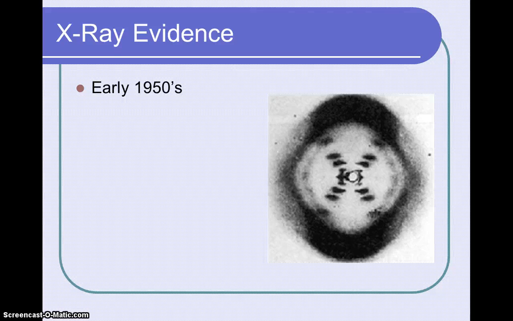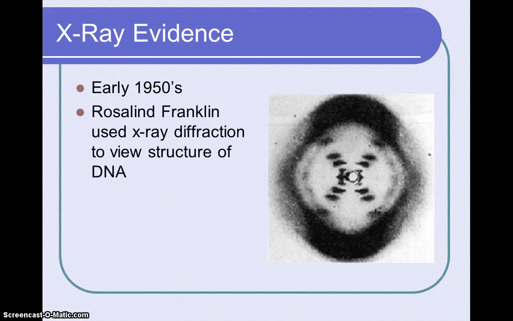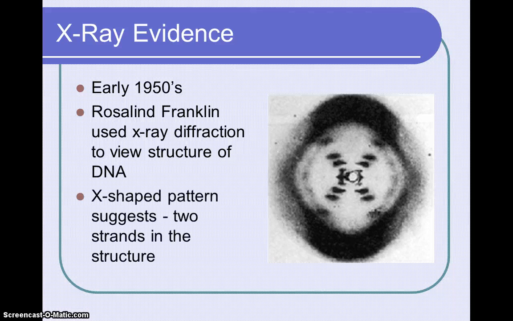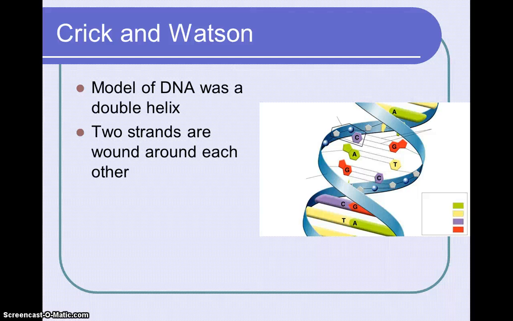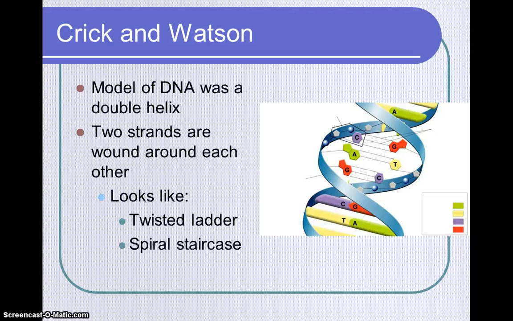X-ray evidence: in the early 1950s, Rosalind Franklin used X-ray diffraction to view the structure of DNA. It shows an X-shaped pattern, which suggests two strands in the structure. Crick and Watson made a model of DNA, which was a double helix, so it had two strands wound together, and it looks like the picture over here, which is also a twisted ladder, or also known as a spiral staircase.